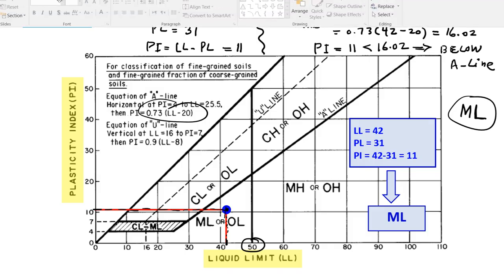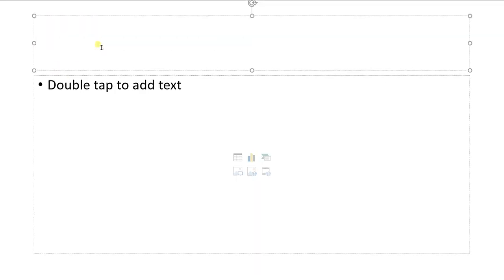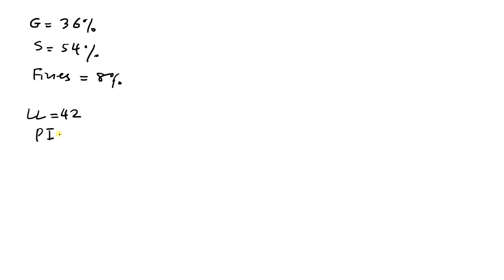So let me summarize here. In this example, gravel is 36%, sand is 54%, fines are 8%, the liquid limit is equal to 42 and the plasticity index is equal to 11. It tells us, on the plasticity chart, that the fines are a low plasticity silt.